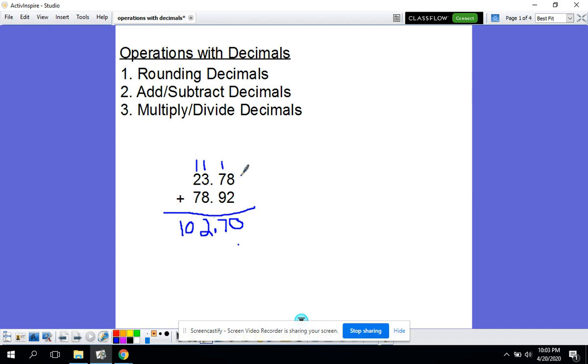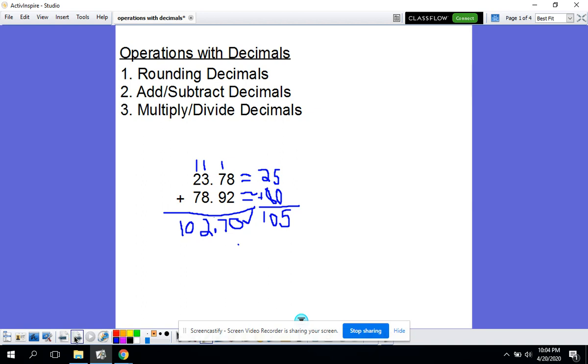And now I can check that. I could subtract them, but Miss Marshall likes to estimate. So I'm going to think of that 23 and 78 hundredths as about 25, the 78 and 92 hundredths as about 80. And I know that 25 plus 80 is about 105. So I look at my answer compared to my estimate. I know I'm probably right because they're definitely close. So that should help you with your add and subtract part.